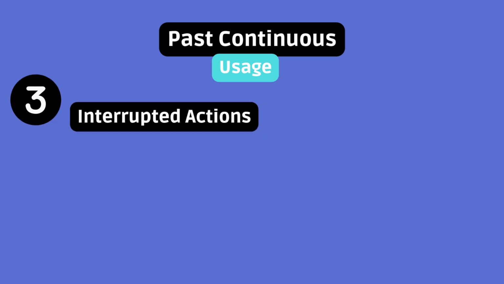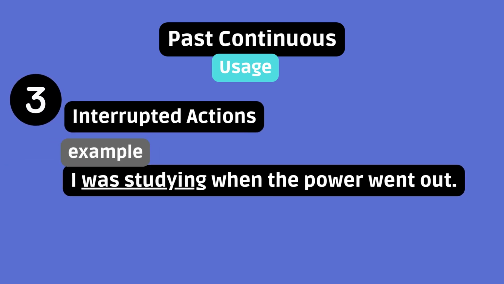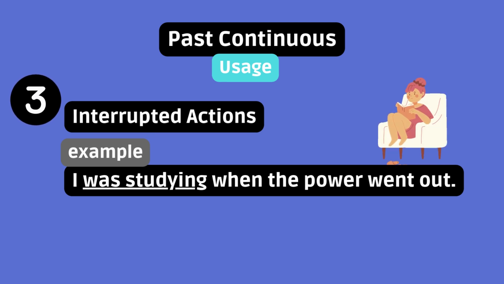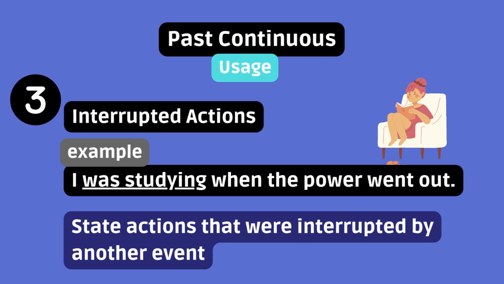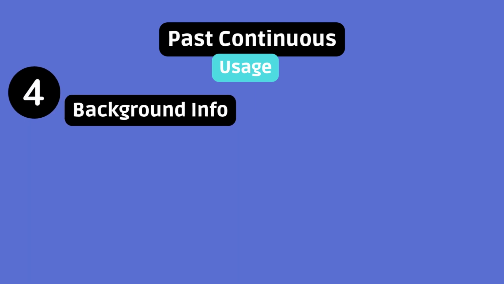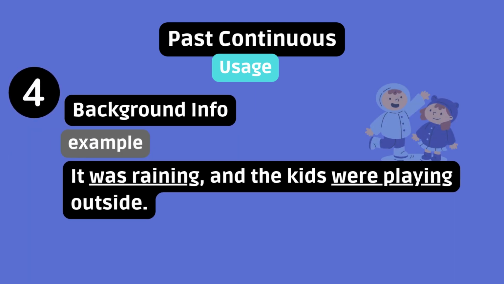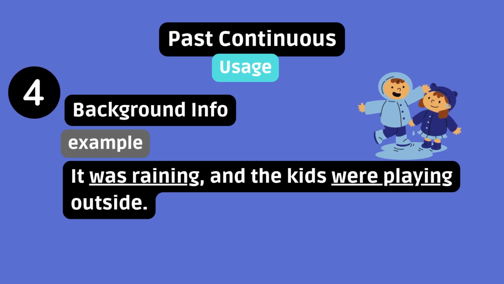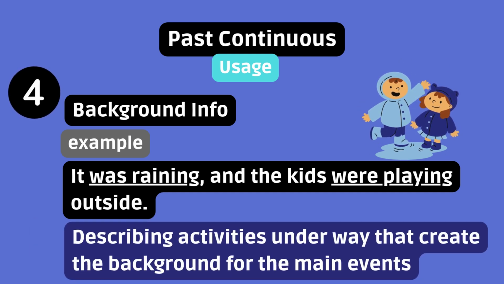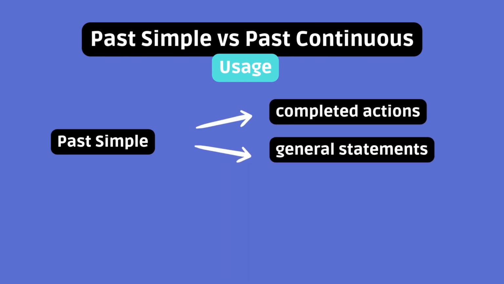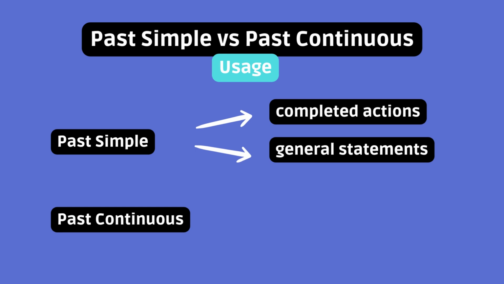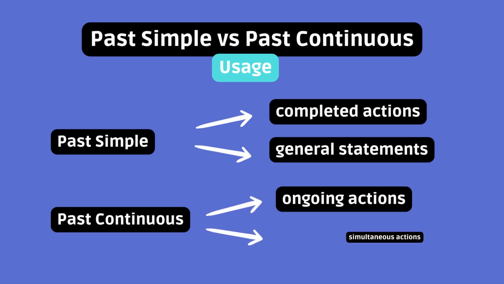Number three, interrupted actions. Example, I was studying when the power went out. It can state actions that were interrupted by another event. Number four, background info. Example, it was raining and the kids were playing outside. The past continuous helps to set the scene by describing activities underway that create the background for the main events. In short, while the past simple is used for completed actions and general statements, the past continuous is used to highlight ongoing or simultaneous actions.